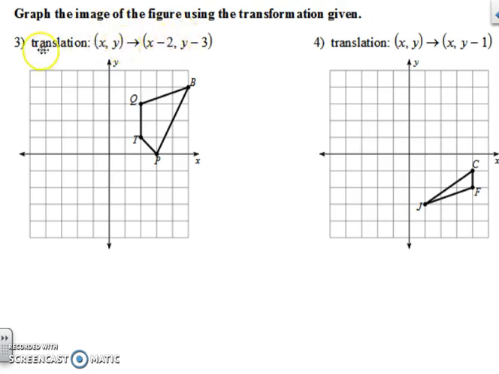Okay? So here's our rule. X is going to go -2 and then y -3. So what that means in words, because I enjoy words better, -2 is going to mean left 2, because x is going to go left or right. And then that y, that negative 3 is going to mean it's going to go down 3. So basically, I need to take all these points and go left 2 and down 3.